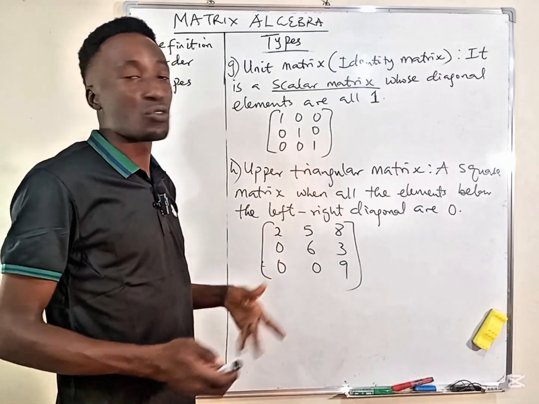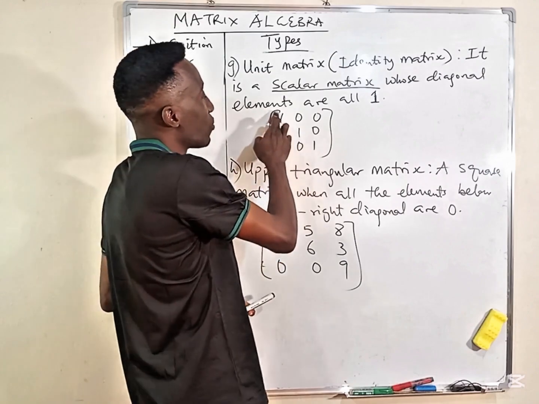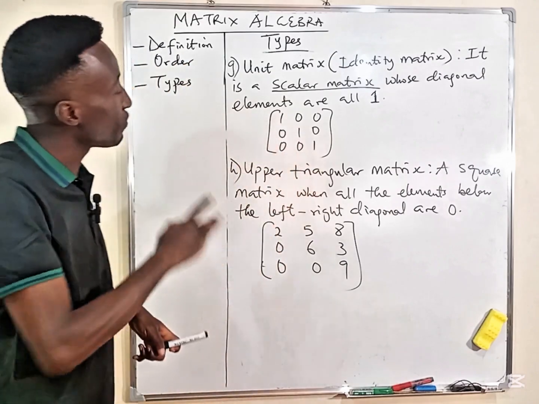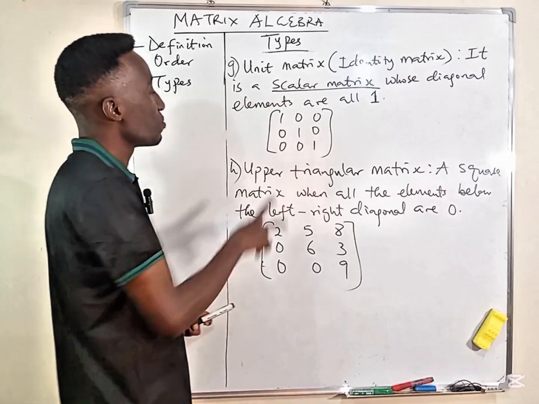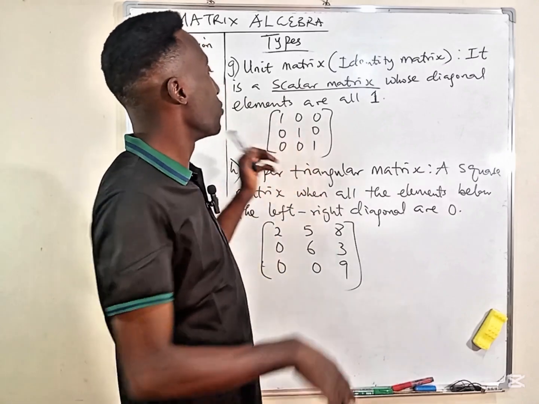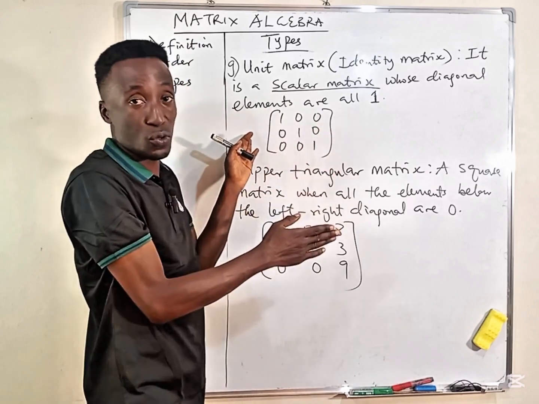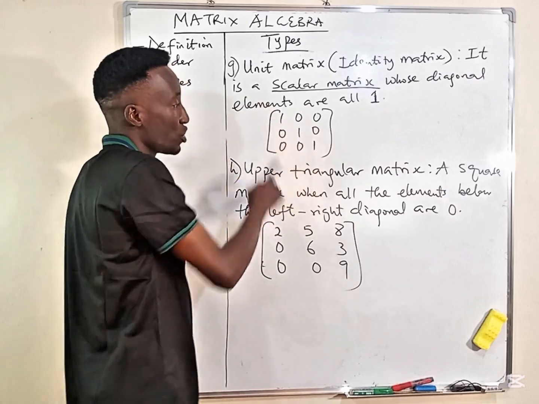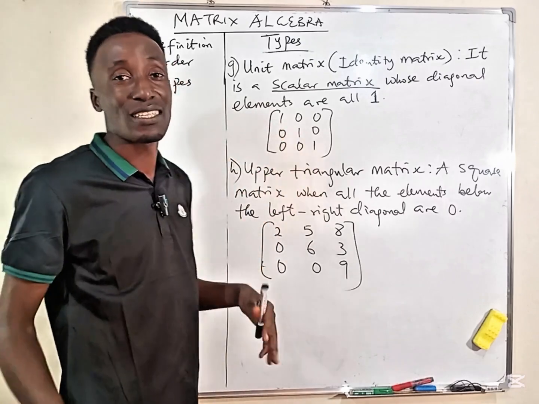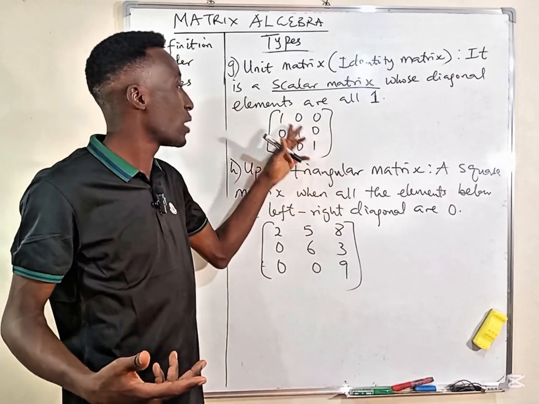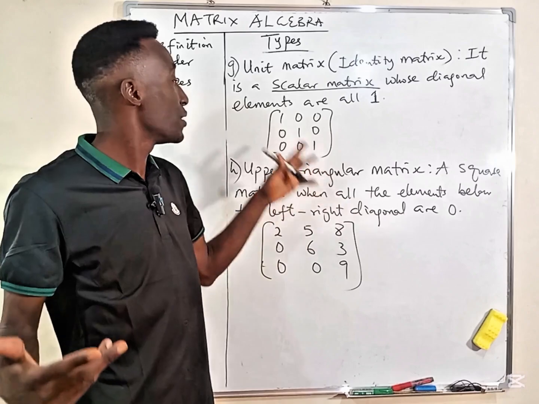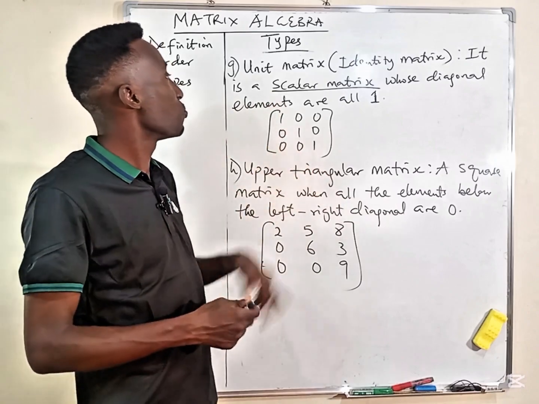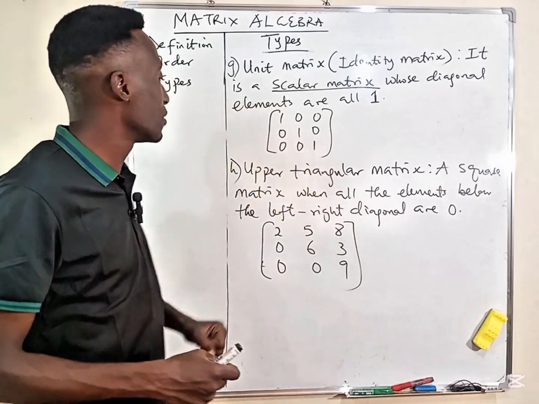Generally they are all scalar matrices. A scalar matrix is where you have the diagonal to be equal. And you know this is a diagonal matrix also, right? So a scalar matrix is where the diagonal is equal. But when the diagonal elements are all 1, it has a special name called the unit or identity matrix.